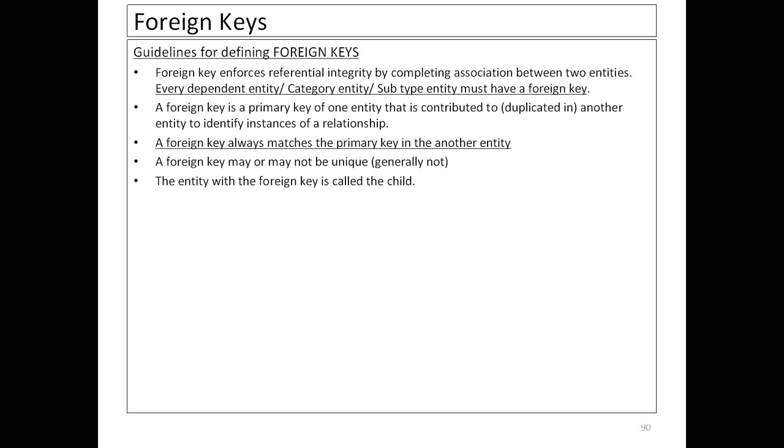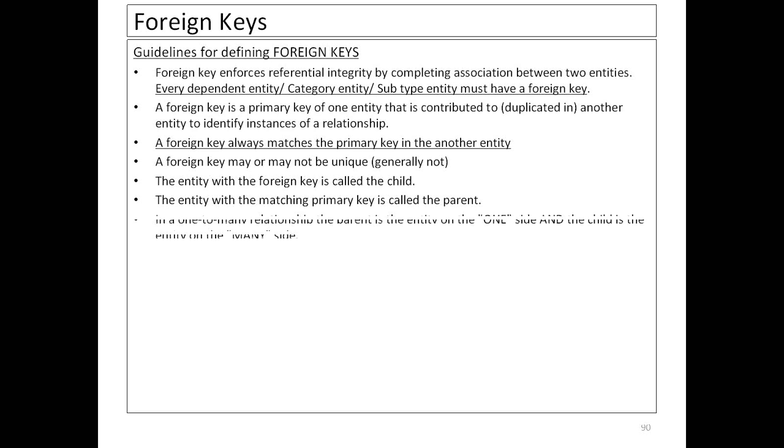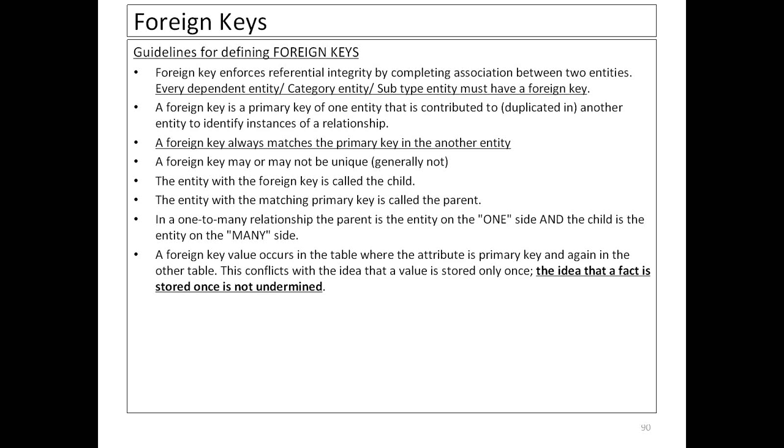The entity with the foreign key is called the child entity, while the one with the matching primary key is called the parent entity. In a one-to-many relationship, the parent is on the one side and the child is on the many side. Foreign key values.